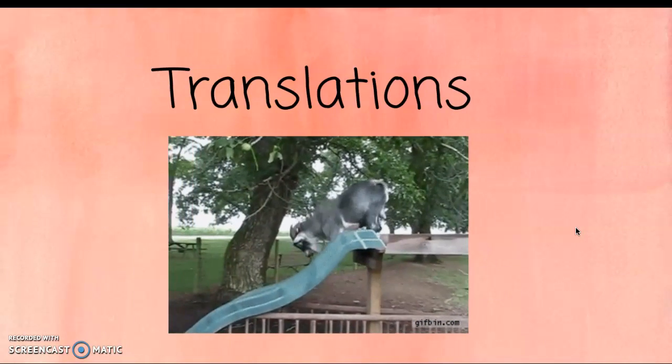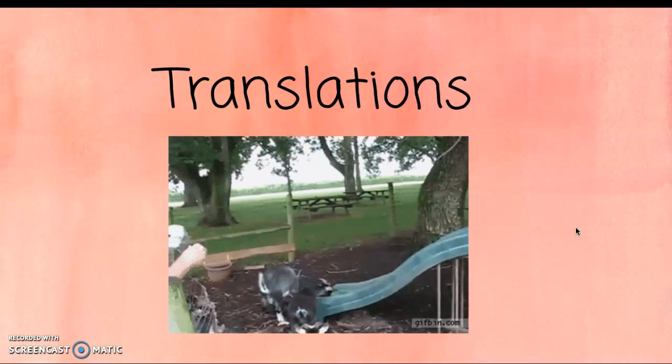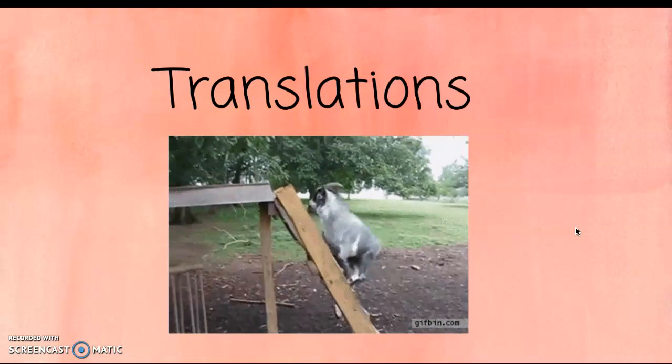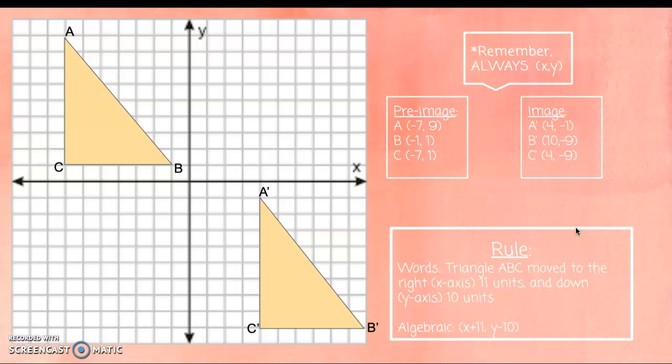Translations. Look at this goat. Notice that he's sliding. Get it? Translations, sliding. Anyway. All right, so here's your first slide. Remember, always write your ordered pairs as (x, y). Always have them in parentheses with a comma in between. So let's look over here.